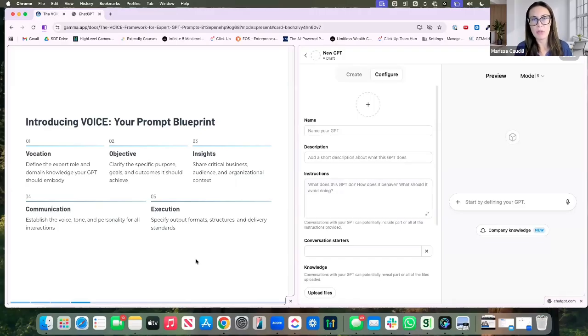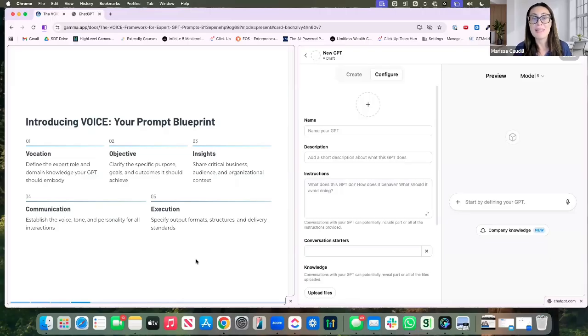Don't try to make it do multiple things. The purpose of a custom GPT is to give it a very narrow focus. And then the objective, we're going to clarify the specific purpose, goals, and outcomes that it should achieve. We'll do these each one by one. So just let me give you the overview first.